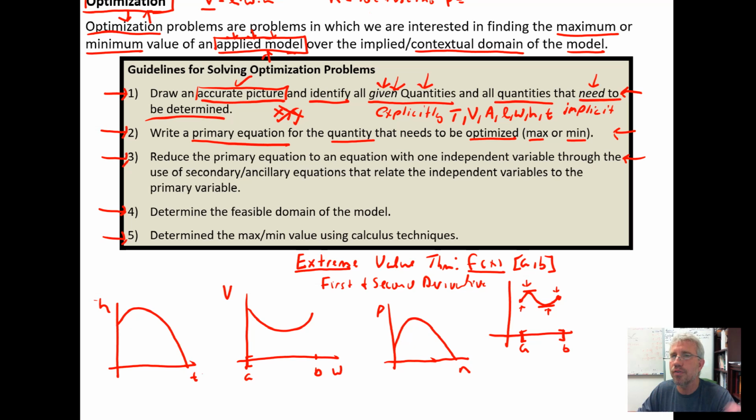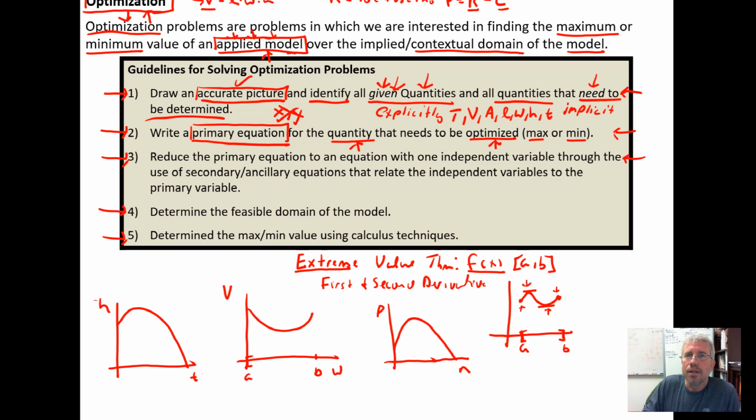If it's a profit model, you might need to know revenue minus costs. You might have a revenue function and a cost function, and you need to take their difference to get the profit. But step 2 is going to be to find that primary equation that relates the quantity you're trying to optimize with the other quantities that you've been given in the story problem.